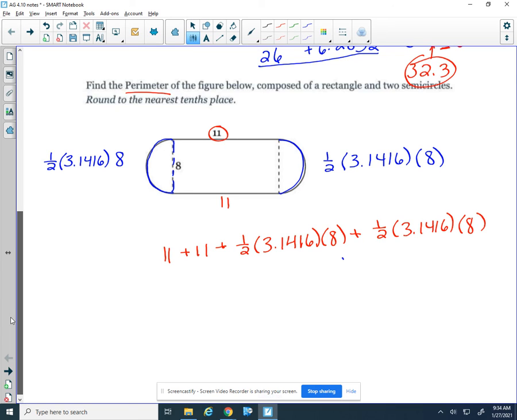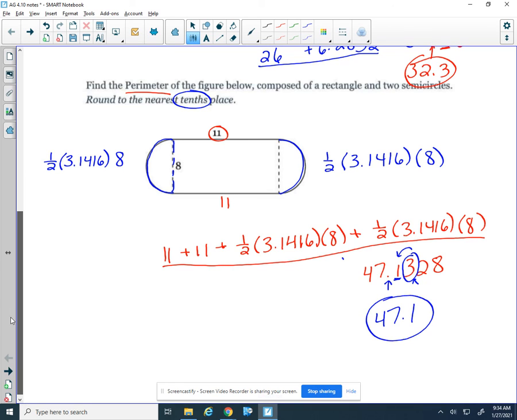So if I type this whole thing in, I'm going to treat this one that way, where I'm just going to type the whole thing in my calculator, and there's a nice calculator in Delta Math, you can do that. You would get 47.1328. Rounding to the nearest tenths, here's that tenths place next to the decimal. Look at the number next to it. This one is smaller than 5, so it's going to stay at 47.1 units. We don't have to write the units there because it doesn't say anything on Delta Math.